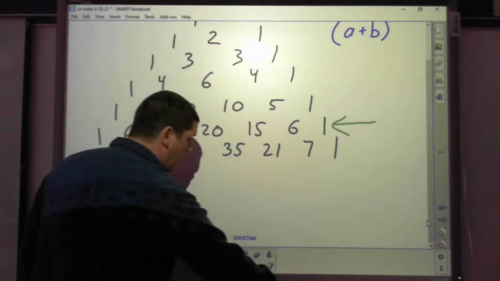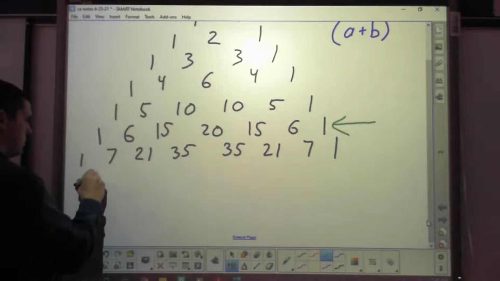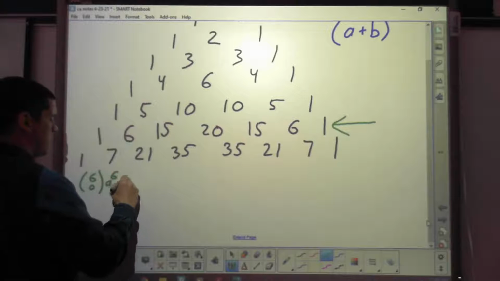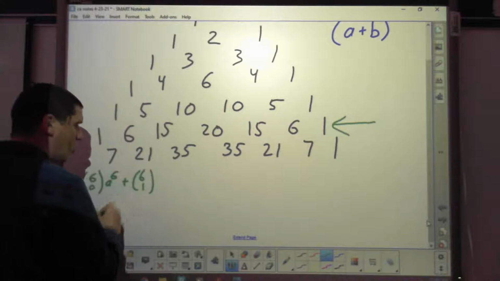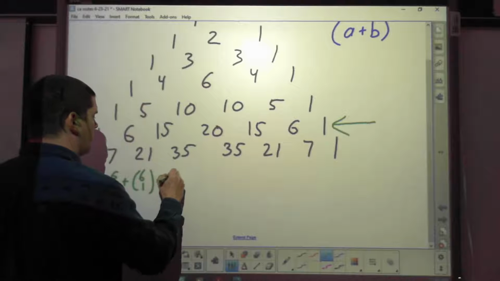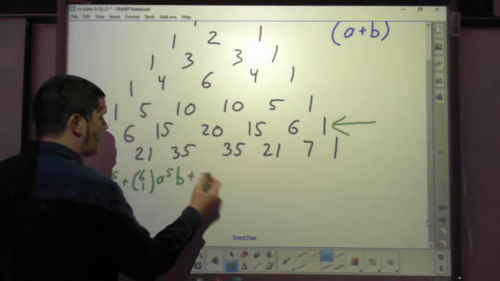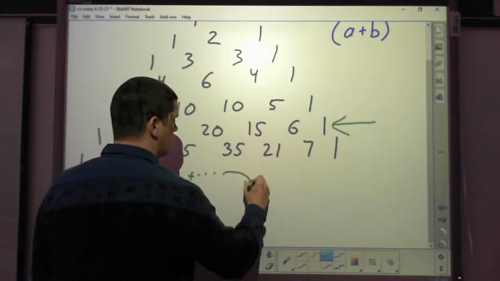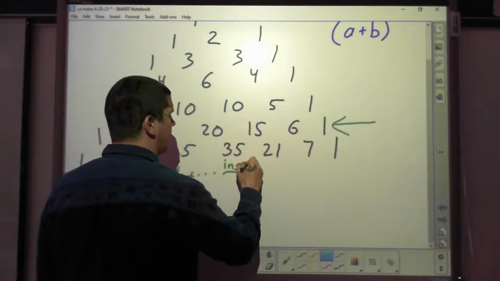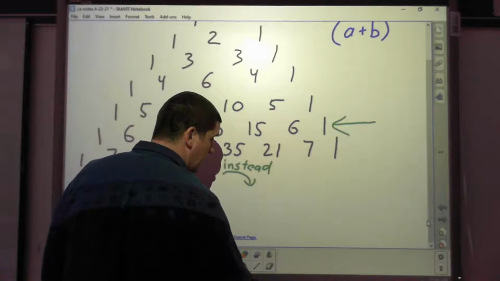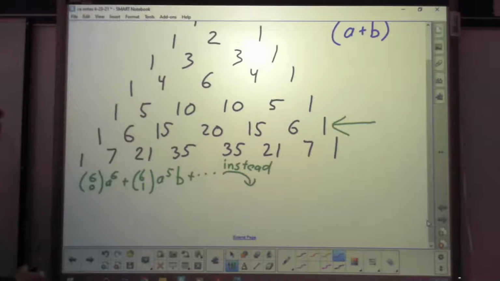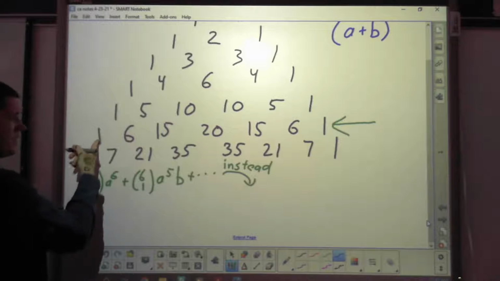Now, I could sit there and I could say, okay, 6 choose 0, a to the 6 plus 6 choose 1, and then a to the 5th, b plus. I could keep going with that. I could write out all those combinations. Instead, I can just go, okay, cool. Here's all my initial coefficients.